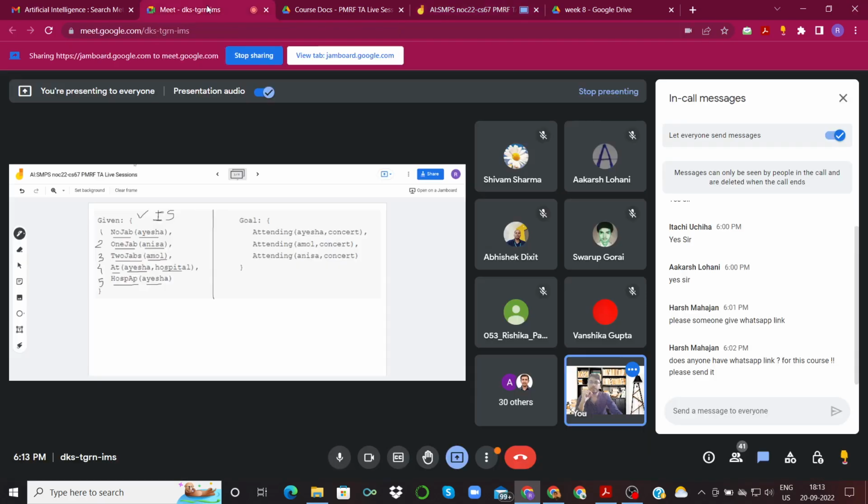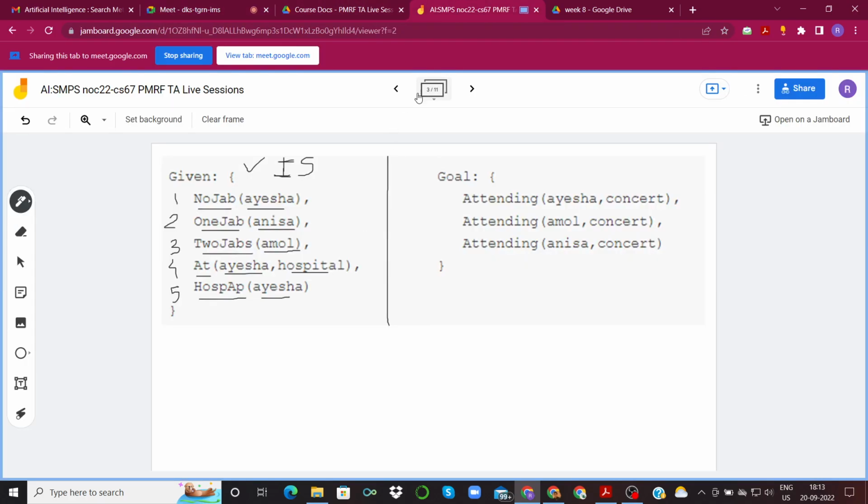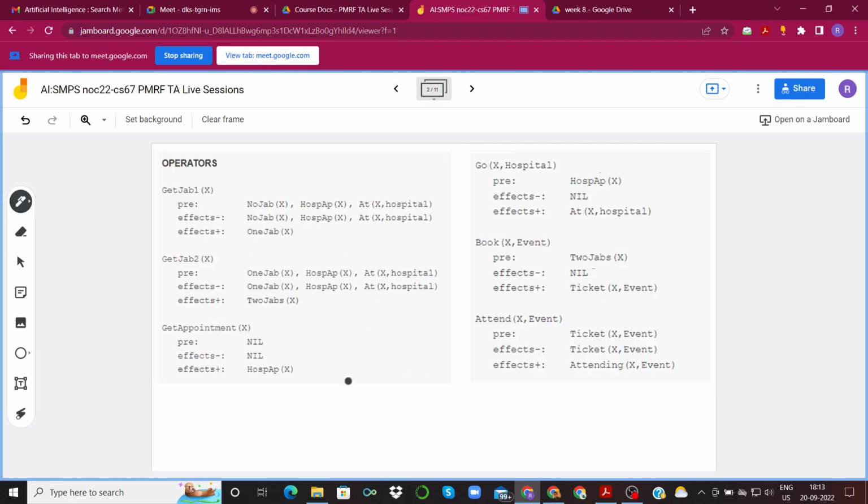Also, to continue on the point that one of your friends was just talking about with get jab 1, you could say that we are in a particular state S where a certain number of predicates are true. When you see that the preconditions for a certain operator are satisfied, you apply that operator and arrive at a new state. In this new state, the positive effects are added, and the negative effects, which were there in state S, are no longer carried forward to this new state. That is a simplistic way of interpreting this.